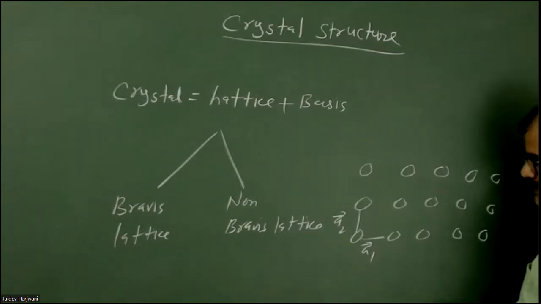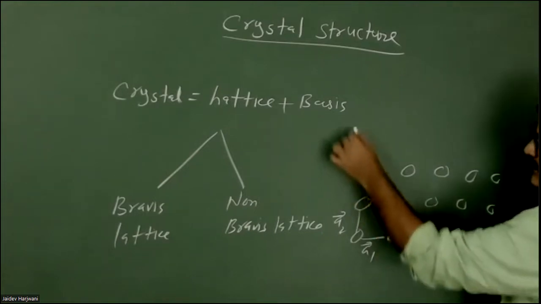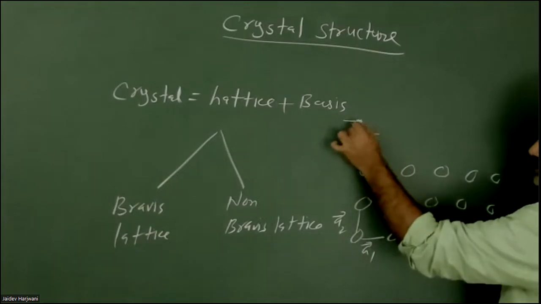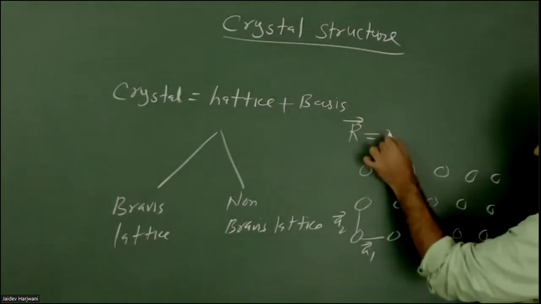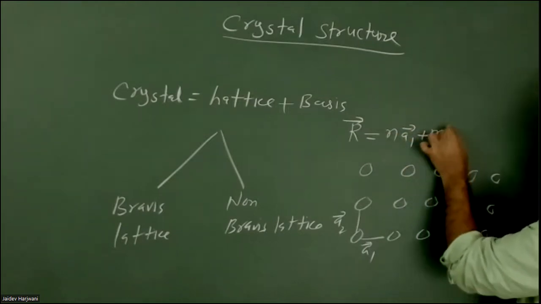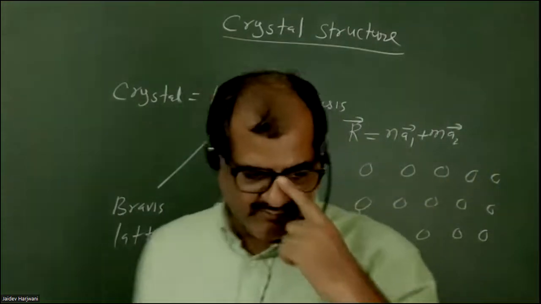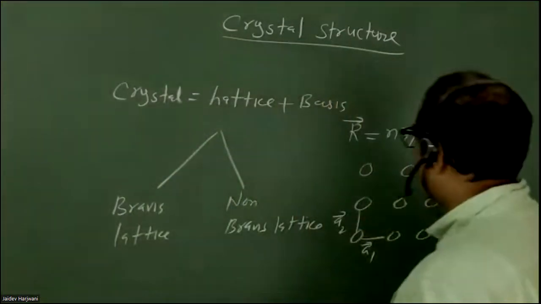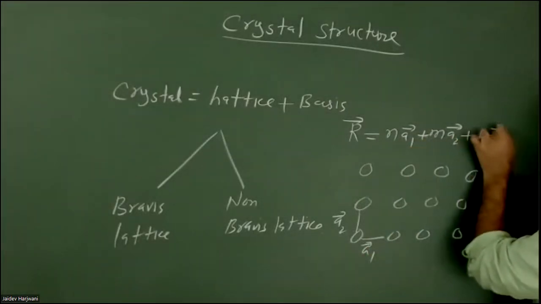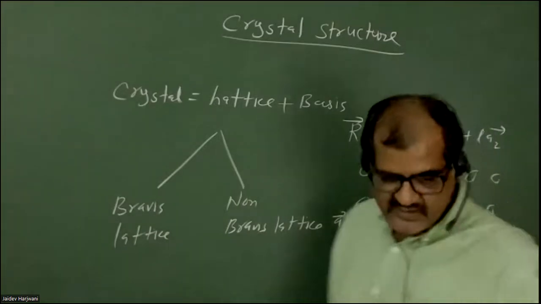And the second property is that the position vector of any atom can be written in terms of primitive lattice vectors. Suppose I want to write the position vector of any atom, I should be able to write it like n a1 plus m a2. This was in the two-dimension case. Similarly, if there are three dimensions, I can write the position as n a1 plus m a2 plus l a3, or whatever you want to write. So these are the two properties of Bravais lattice.